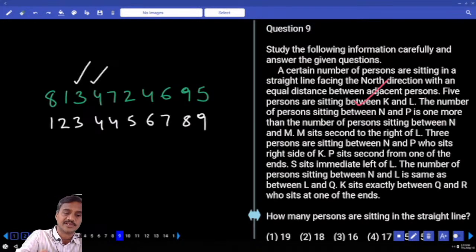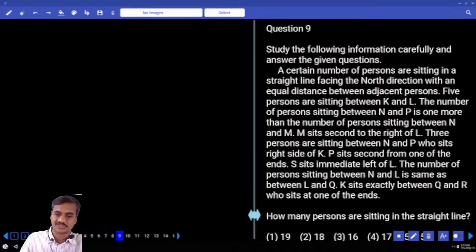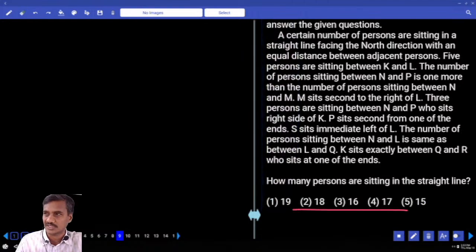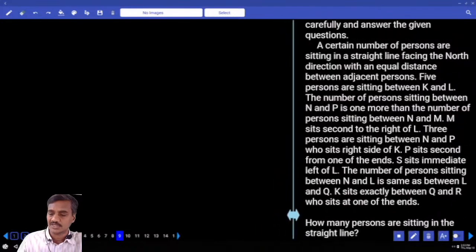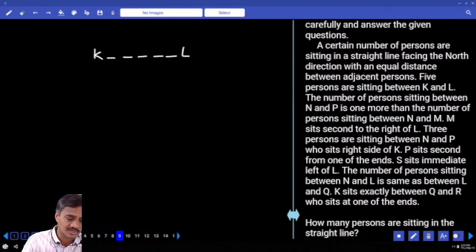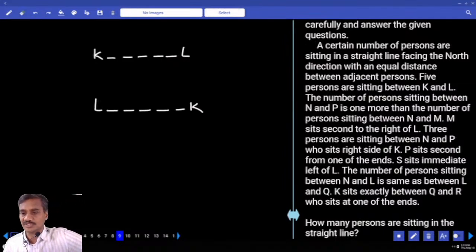The next one, question number 9 onwards, it is based on a certain number of persons in a row. Now in this certain number of persons in a row, if you observe here, the numbers are lesser than 20. Hence, it might be under the first priority. Then all the persons are facing towards which direction? They are facing towards north, clearly given, and 5 persons between K and L. Now, K is here, 1, 2, 3, 4, 5, L is here. Or L is here and 1, 2, 3, 4, 5, K is. And 5 persons between K and L.